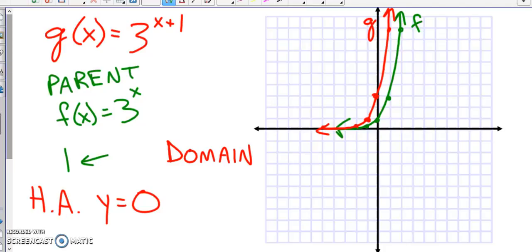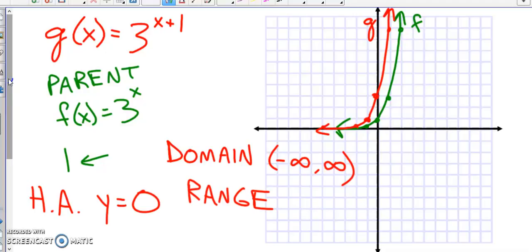What's the domain? Yeah. So negative infinity to infinity would be the domain. Just think about it. That's the domain of any exponential function, and if you take negative infinity to infinity and you shift it to the left one, that's still negative infinity to positive infinity. And the range? 0 to infinity. Which makes sense because the original range was 0 to infinity. And if all I did was shift left or right, I didn't shift anything up or down, so that's not even going to affect the range at all.